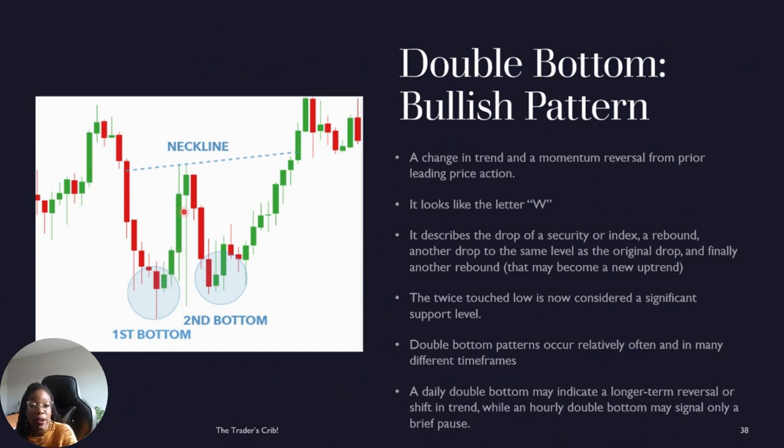A very common pattern that we love to trade is called the double bottom or the double top. We'll focus on the double bottom in this particular scenario. A double bottom is a change in trend and a momentum reversal from a prior leading price action. It looks like the letter W. It describes a drop, a rebound, and then another drop to the same level as its original drop, and finally another rebound that may have become an uptrend.